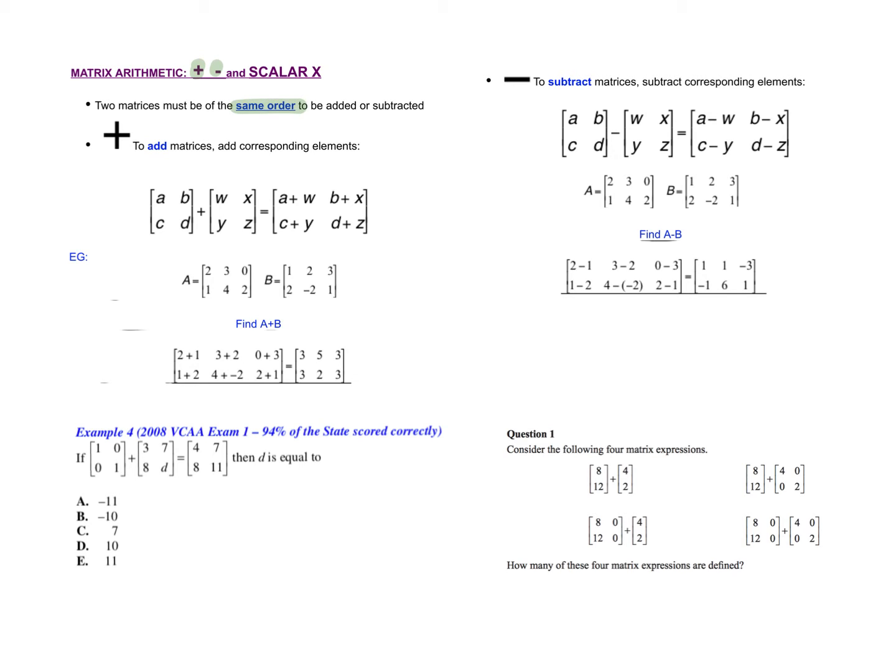So if you look at this example down under here, this first matrix is a 2 by 2 and so is the second one. When you're adding them, you add the same spot. So A would get added with W, B would get added with X, C would get added with Y, and D would get added with Z, like that, okay? And obviously it's the same with subtraction: you just subtract the same position. So that's quite easy.